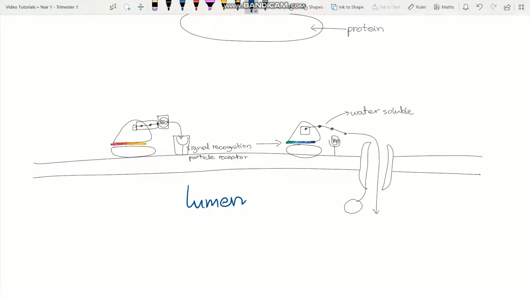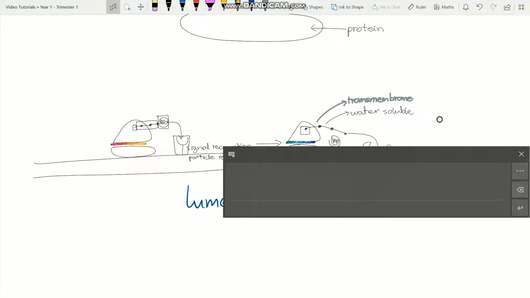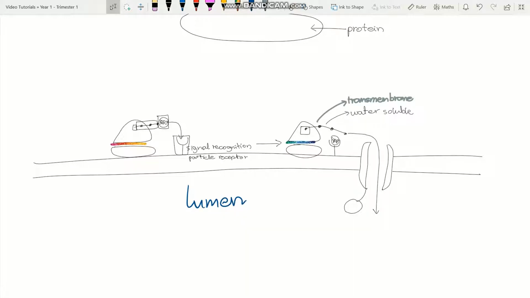However, if the protein is a transmembrane protein, which I will denote in a different color, then it will not fully pass into the lumen. However, it will pass in through a protein translocation channel, and it will eventually weave itself in and out of the membrane of the endoplasmic reticulum. However, I will explain this process further later.